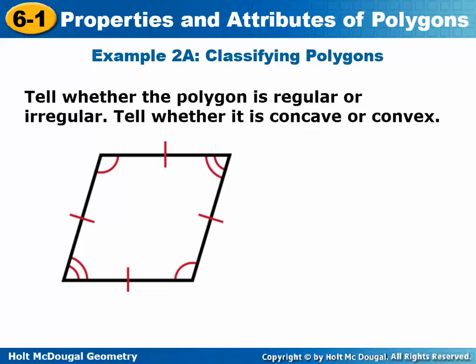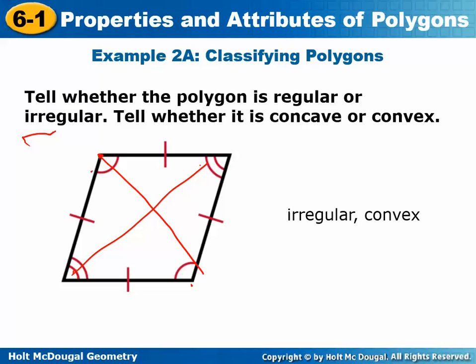So in this one, you're supposed to say whether it's regular, irregular, and concave or convex. Now, to be regular, it has to have all sides congruent. We've got that. And all angles congruent. We don't have that. So it's irregular. And then if I draw the diagonals, it's going to remain inside in the interior. So it is convex. Doesn't cave in anywhere.